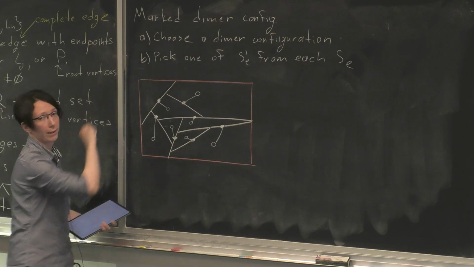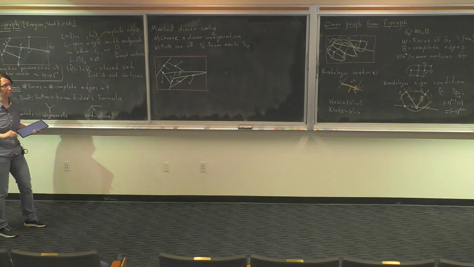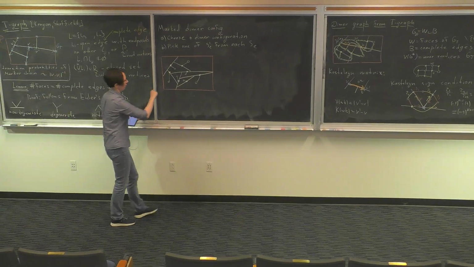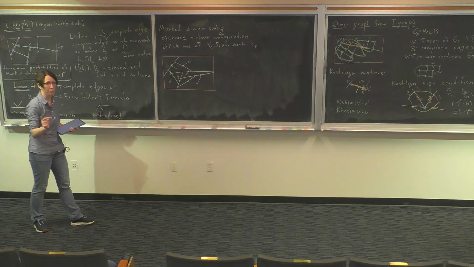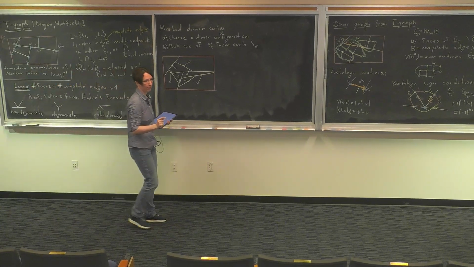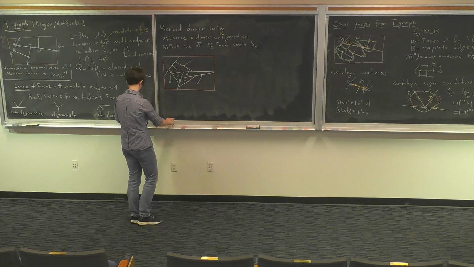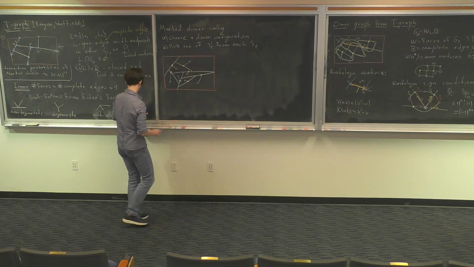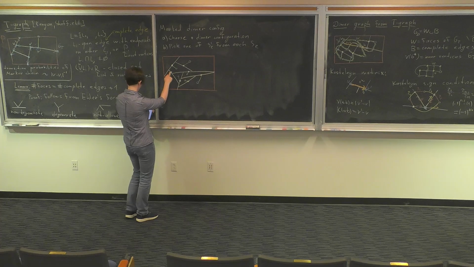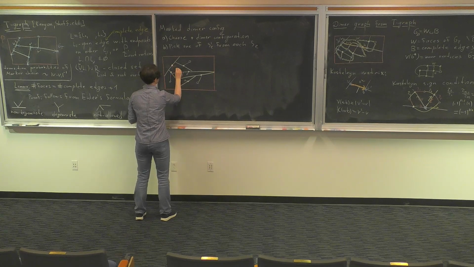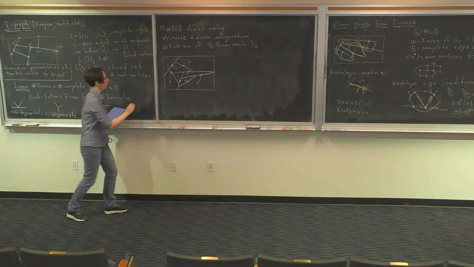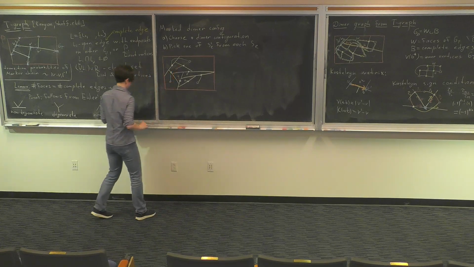Right, so we're done with A. We have a dimer configuration. Now we need, for each side of the corresponding face, to choose one of the single pieces of this complete edge. So let us do it. No, sorry, this is not what I wanted. I wanted this one, just to follow the example which I have.